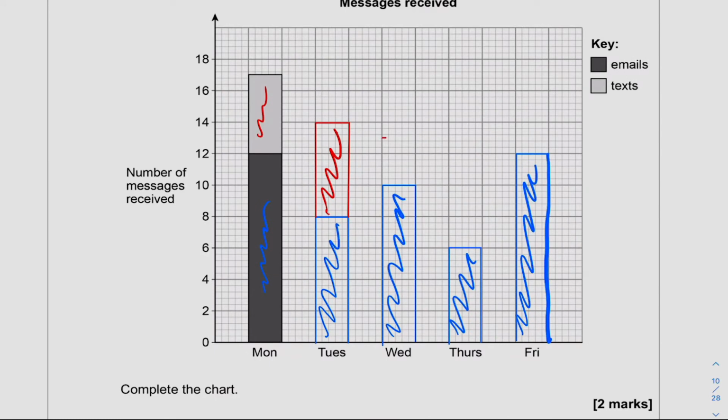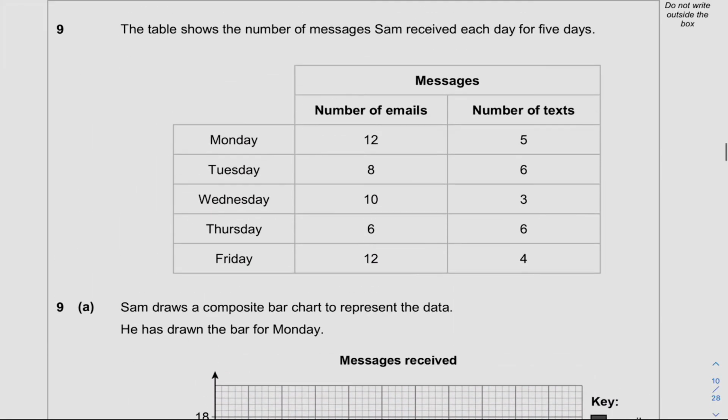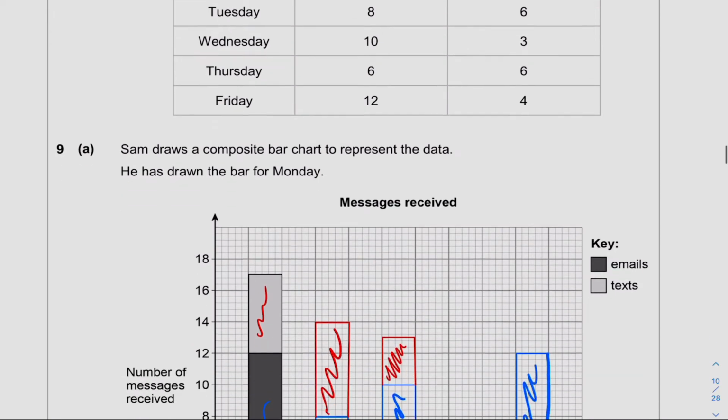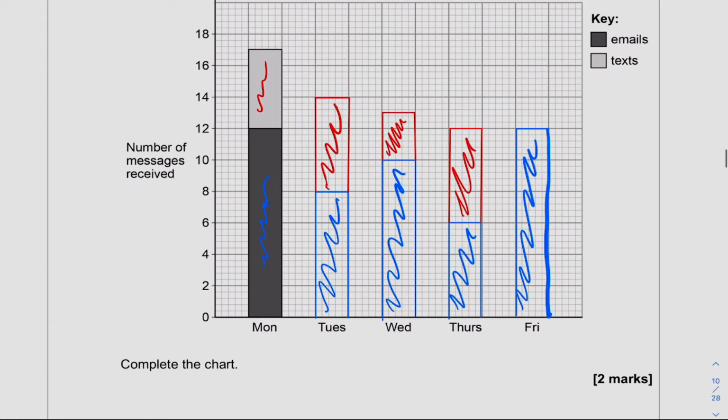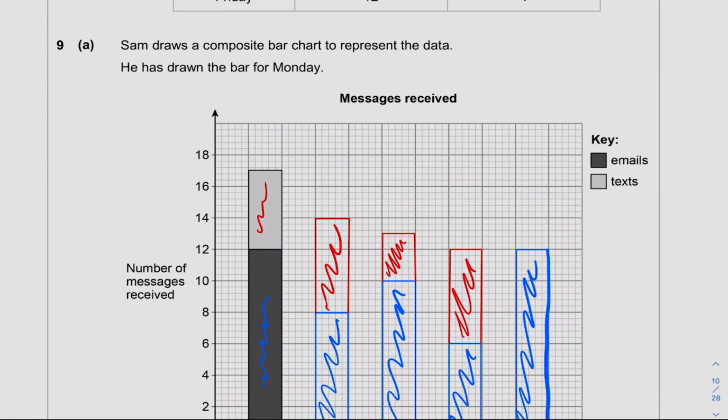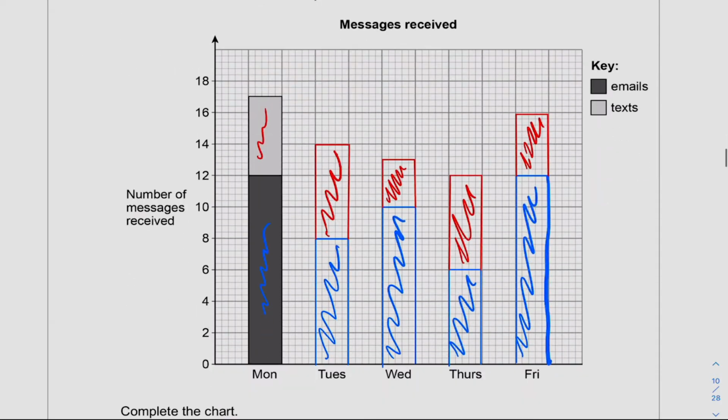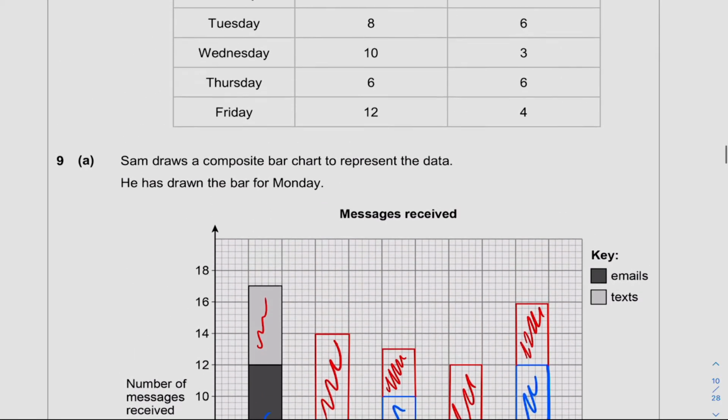So try to get right in the middle of that square there. In the exam they'll give leniency, it's usually about plus or minus 1 square or half square, so just be as accurate as you can. Thursday it was 6, and then Friday it was 4, so we go up another 6, taking us to 12. Okay, and then we go up 4 from here, so we go all the way up to 16. And for 2 marks, it's quite a lot of time spent on this question, but it is a very easy 2 marks, and that is the completed chart for question 9A.